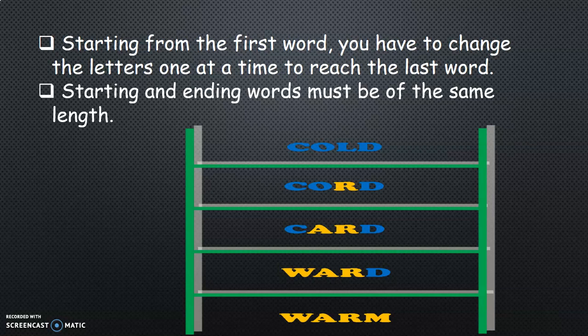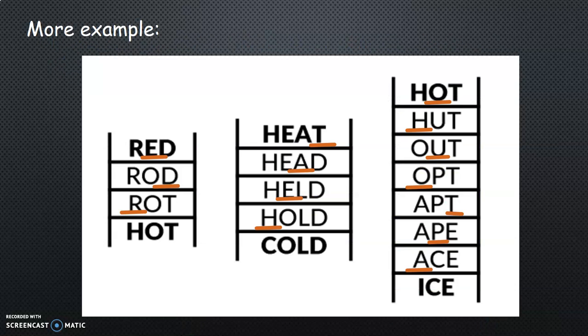Let's see more examples. In the more examples, you can read it. I'll read it out for you. That is hot, rot. So here R is added, rod, here D is added, and red, that is E is added. Next is cold and heat. So cold is the starting word, heat is the ending word. And how we climbed: we changed the word cold to hold, then hold to held, held to head, and head to heat.